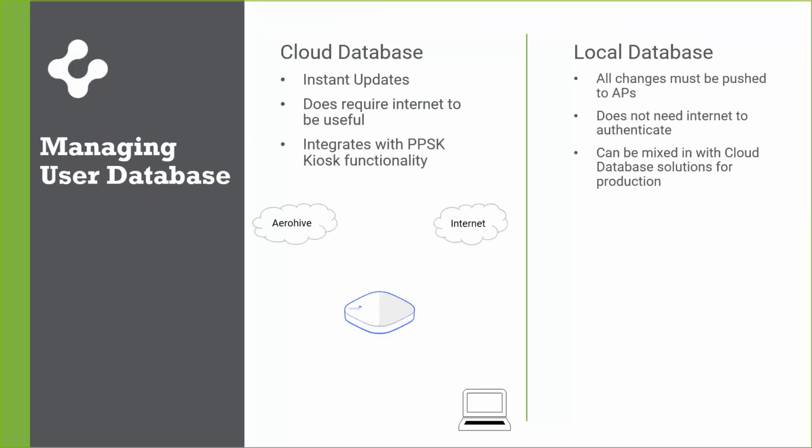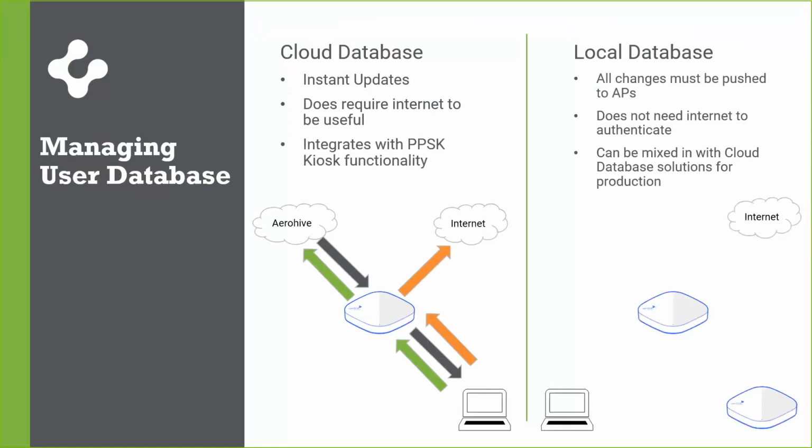Now, to give you a visual of how this would work, if a user authenticated to an SSID using a cloud database passphrase, that access point would reach out on behalf of the user to the Aerohive cloud, since the user has yet to authenticate, and receive a yes or no signal. If yes, they then gain access to the internet.